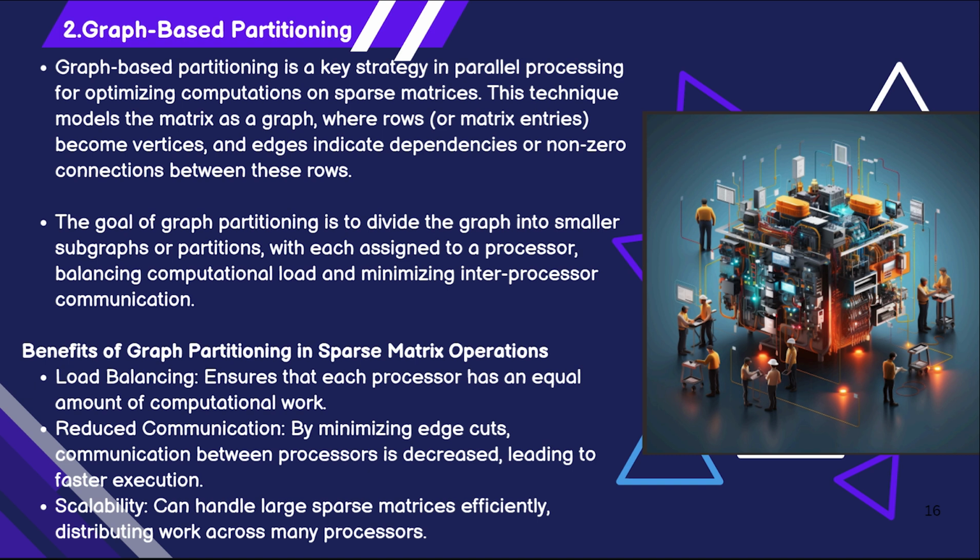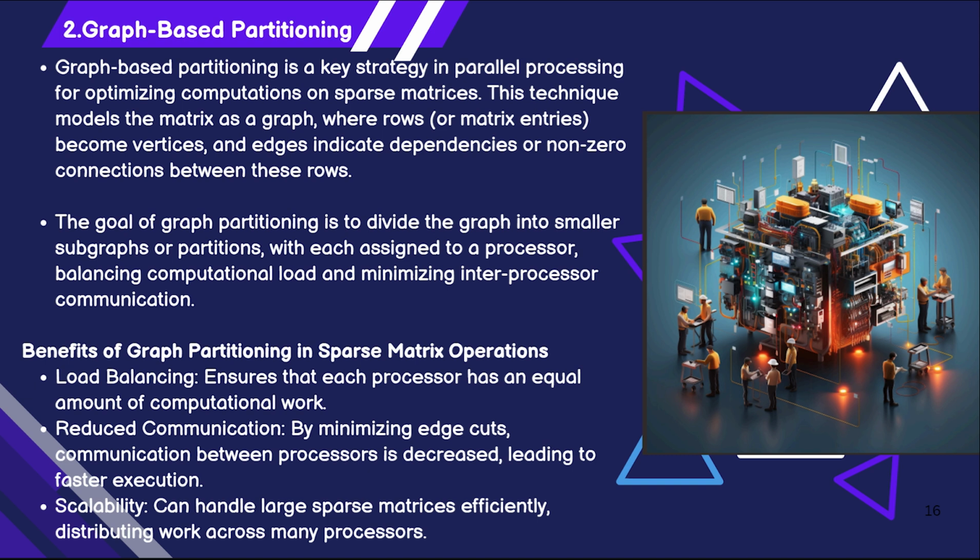There are different techniques for graph based partitioning, that is, edge cut partitioning, vertex cut partitioning, and multi level partitioning. How is this graph partitioning done in sparse matrix operations? The sparse matrix can be represented as a graph, where rows or columns are treated as vertices and the non-zero elements create edges between those nodes. Using this graph partitioning, the matrix is divided into independent submatrices. Each processor works on a partition, and communication is limited to edges that cross partitions.